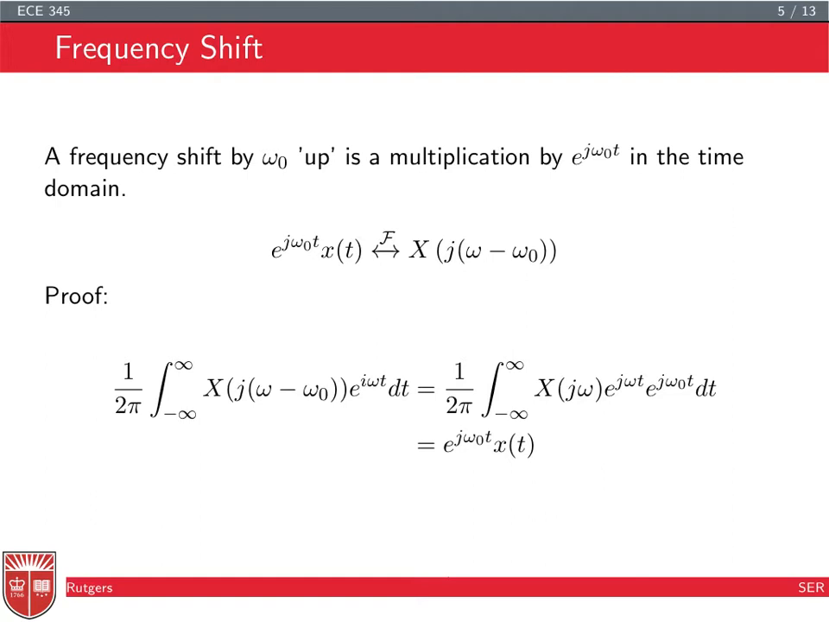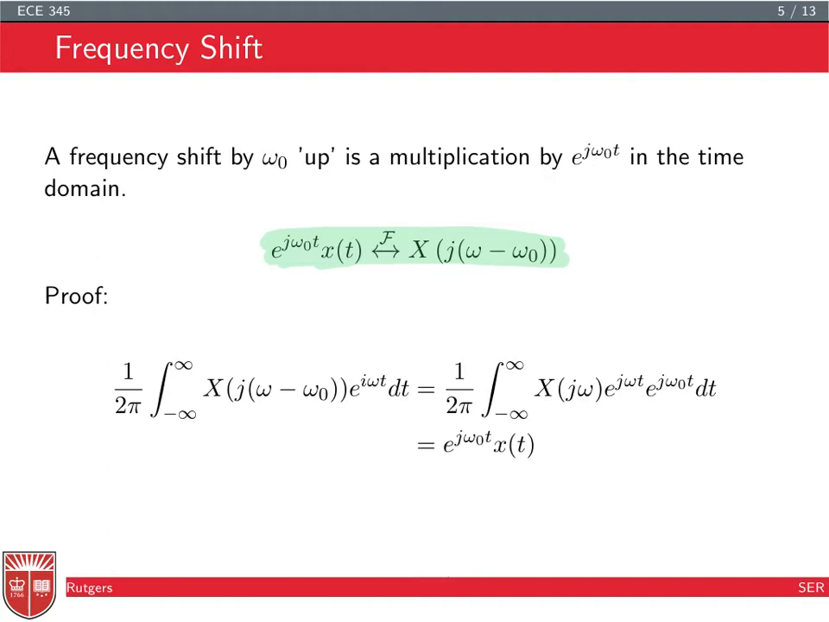So if I want to shift the Fourier transform of a signal by a certain amount, and we'll see later that in many applications we will have to do this, then all I have to do is multiply the signal by e to the j omega 0 t, basically multiply it by cosine and sine. So multiplying by e to the j omega 0 t results in shifting the spectrum of the signal by an amount equal to omega 0.